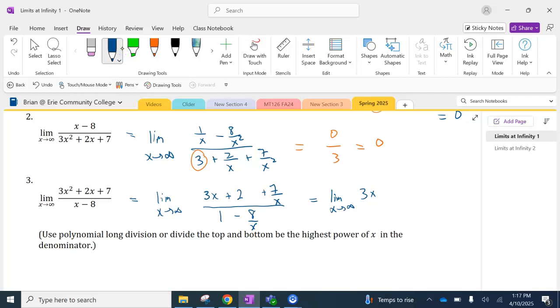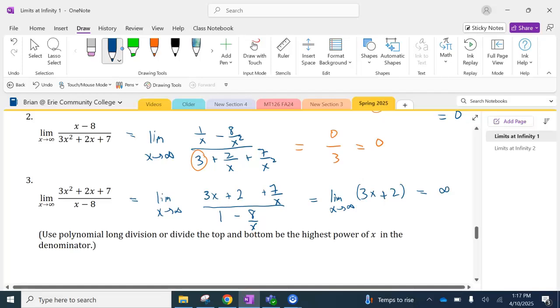All the terms that have x's in the denominator are going to approach 0, so we're essentially saying that this limit's the same as the limit of 3x plus 2 as x approaches infinity, which will be positive infinity. If we were going towards negative infinity, we should note that limit would be negative infinity.